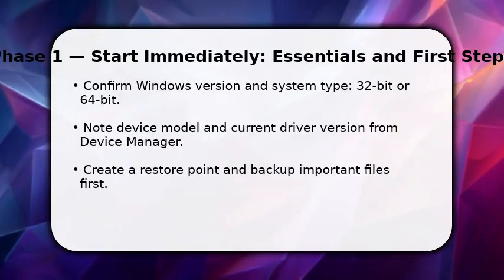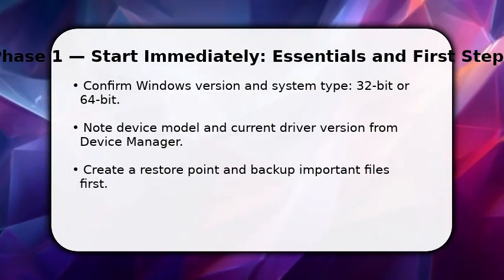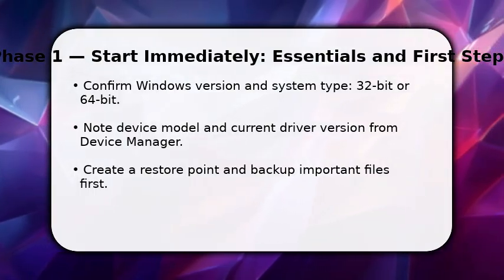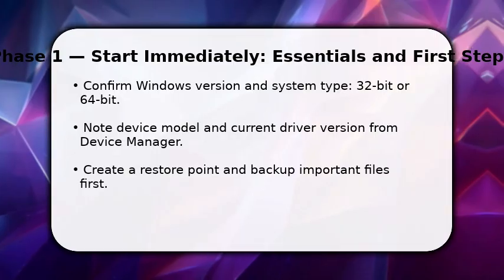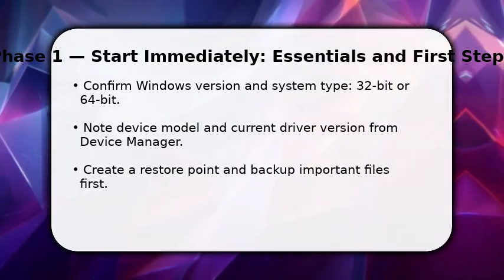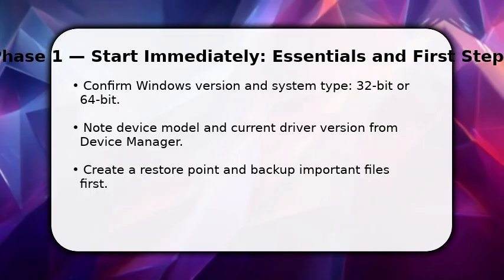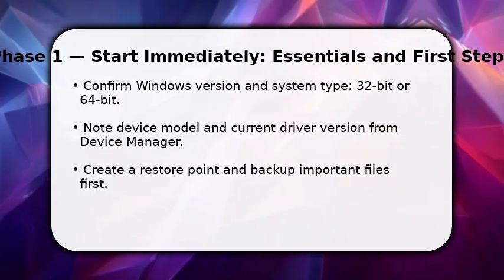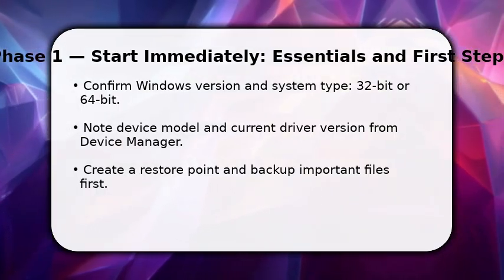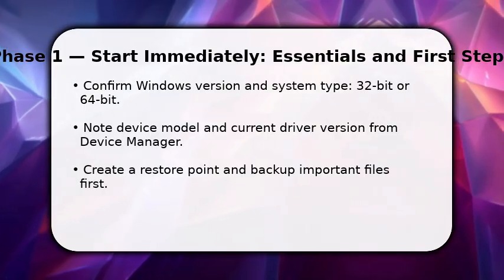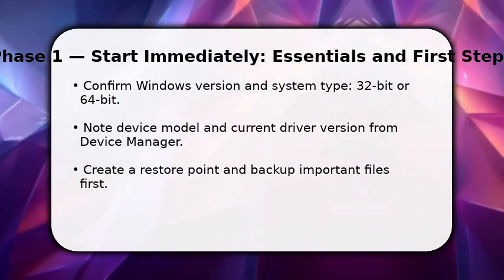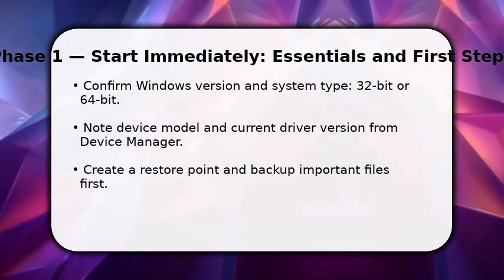You begin by confirming essentials, Windows Edition, and whether your PC is 32-bit or 64-bit. Then open Device Manager and find the device showing the error. Note its exact model and driver version so you download the correct file. Once done, create a system restore point and back up any important files. This protects you if an update fails.